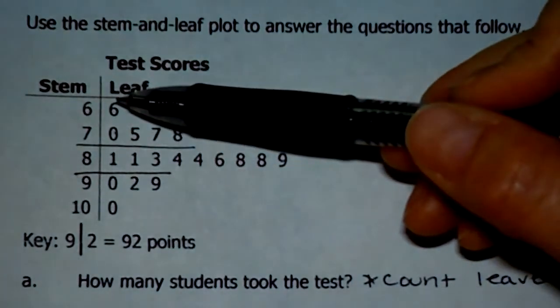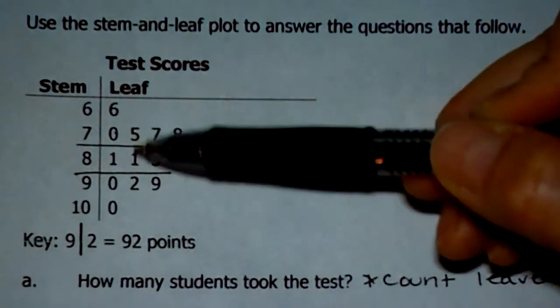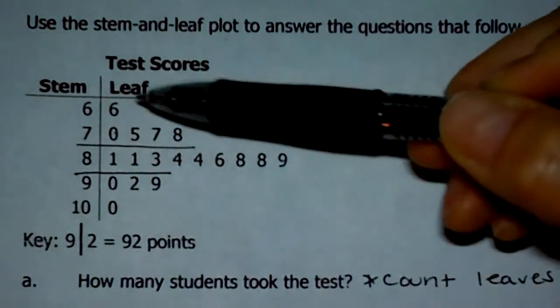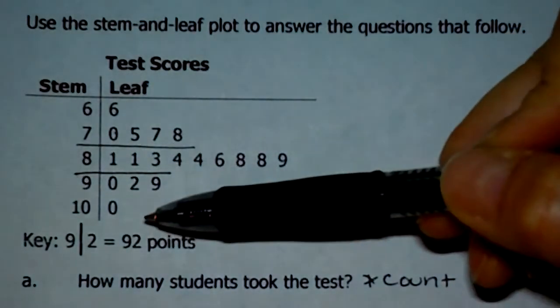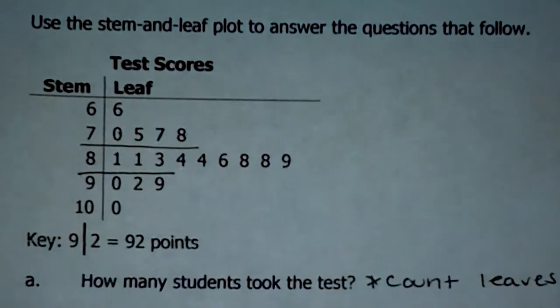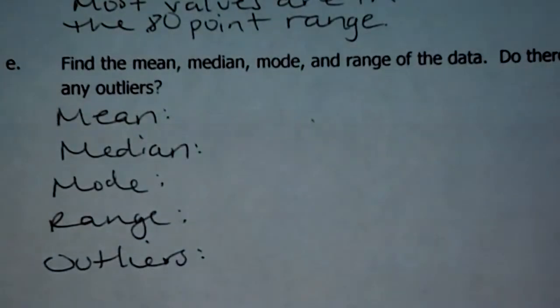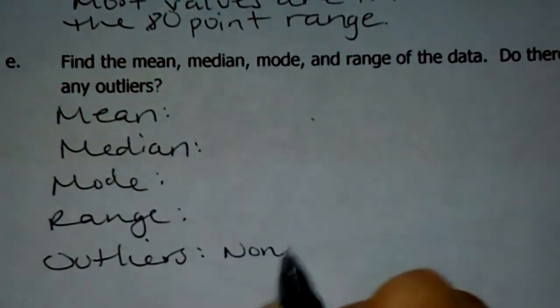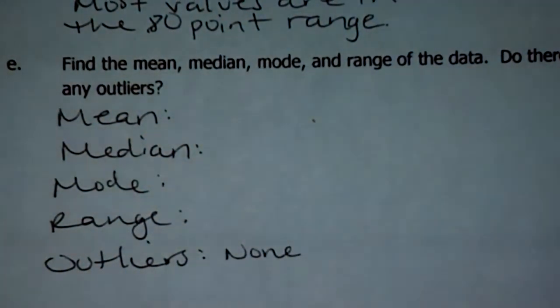And do you see how this all kind of flows? We have our 60s, 70s, 80s, 90s, 100. There aren't any outliers in this data. There isn't a value that's way less or way more than all of the rest. So for outliers, I'm not going to leave it blank because then I might think, Mrs. Tremblay thinks I don't know the answer. Right? None. There aren't any outliers.